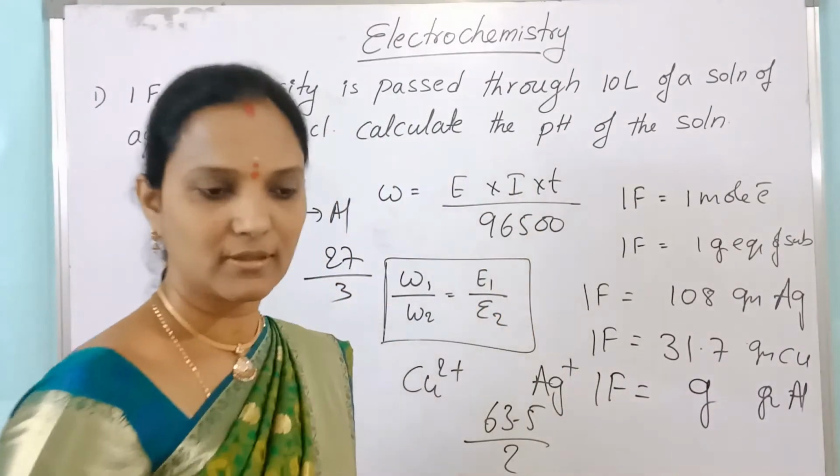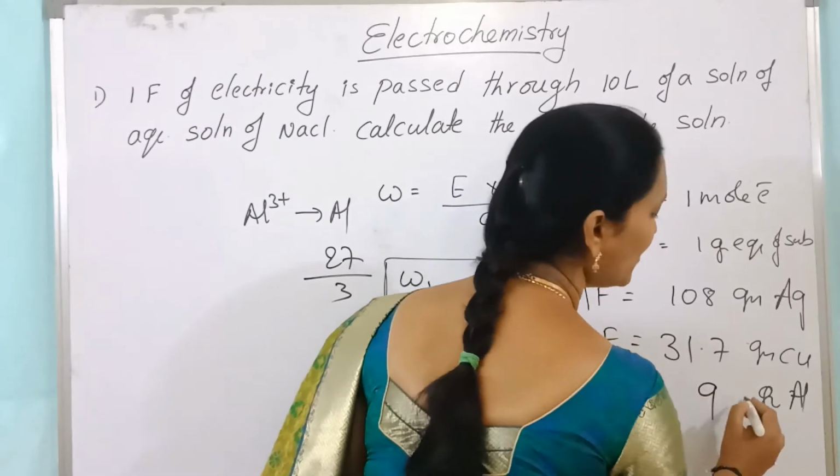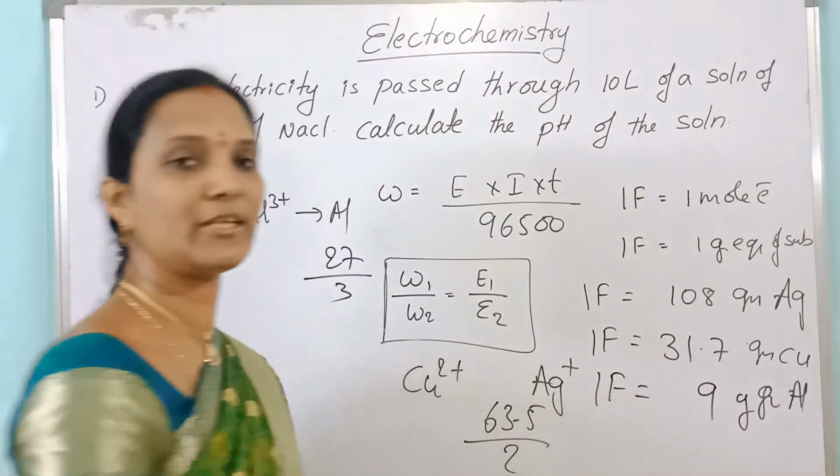9 grams of aluminium. Okay, 9 grams of aluminium for 1 Faraday.